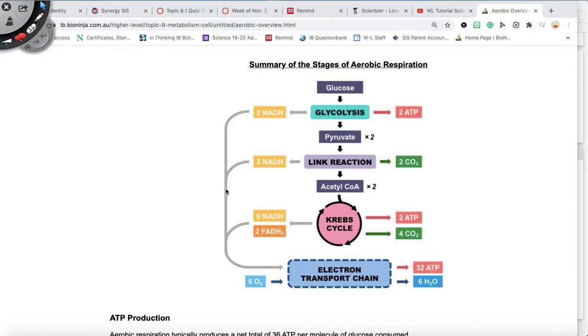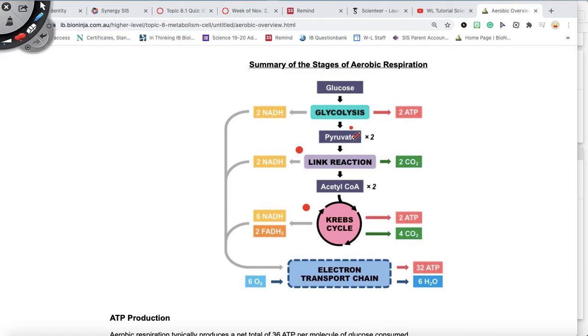Hello, IB Bio students. So today we're going to continue 8.2 and we are going to focus on the link reaction and on the Krebs cycle. So as you can see from this summary of stages here, the link reaction links the product of glycolysis, which is two molecules of pyruvate, to the Krebs cycle.